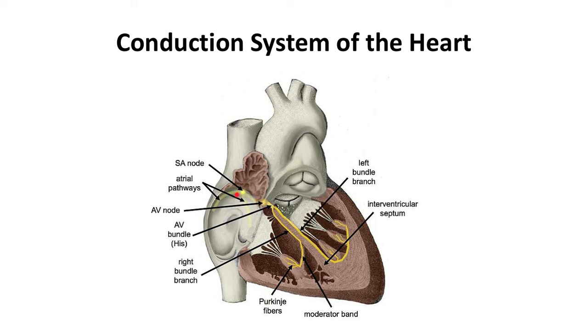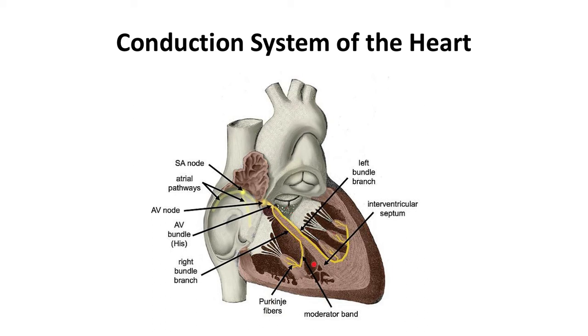So the SA node spontaneously depolarizes, sends that signal to both the right and left side as the signal also starts to travel down to the AV node. The right and left atrium would have contracted, and now the signal is going to travel to this area, which is called the AV bundle, or sometimes referred to just as the bundle of His. You'll notice that once it gets into this bundle of His, it separates into left and right sides, and these are referred to as the right and left bundle branches.